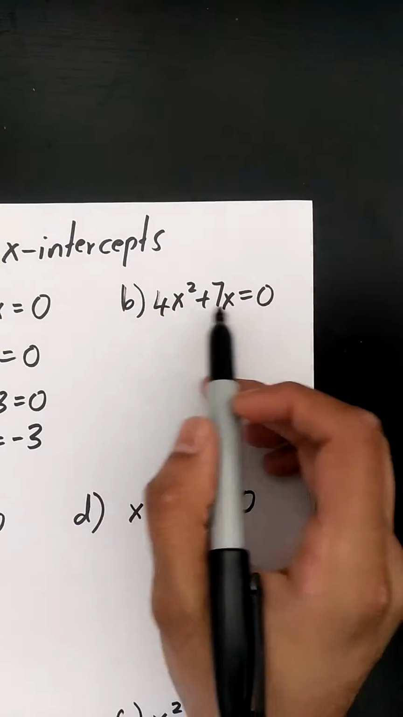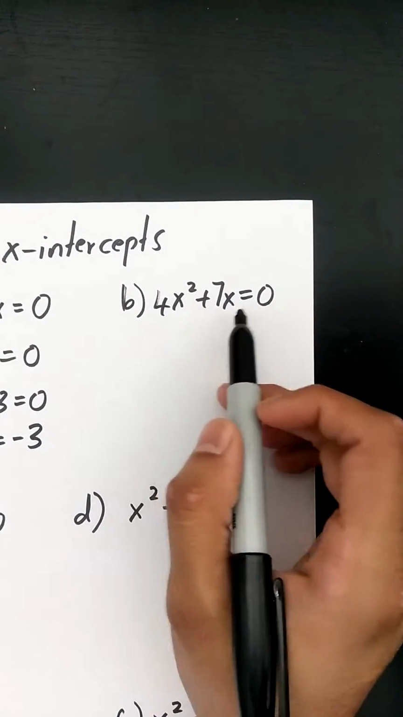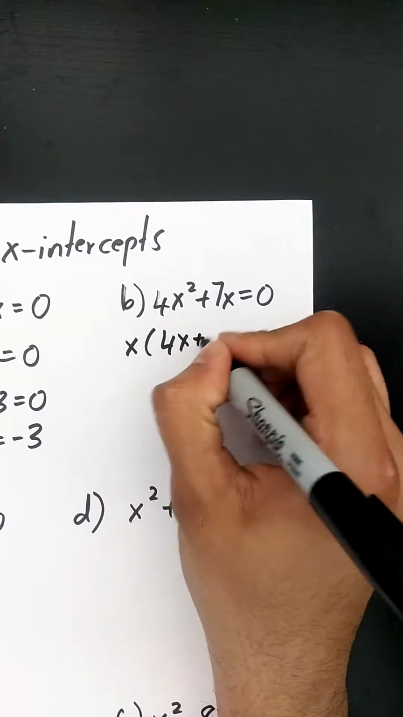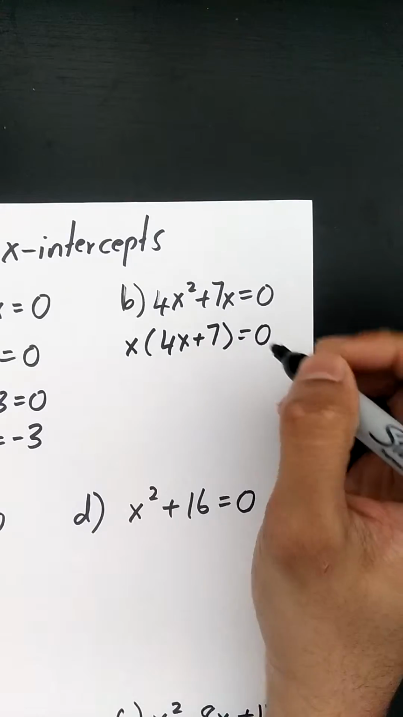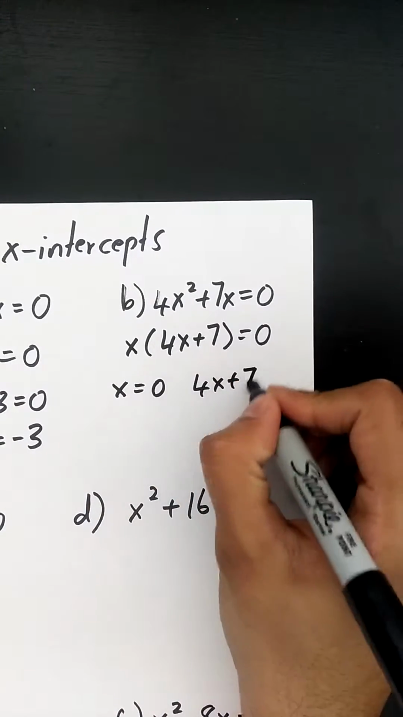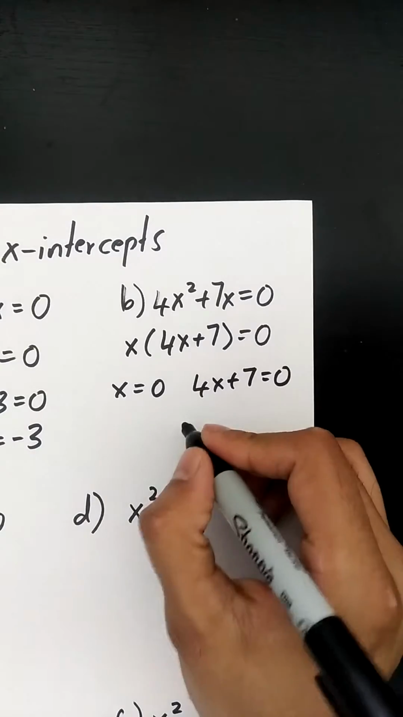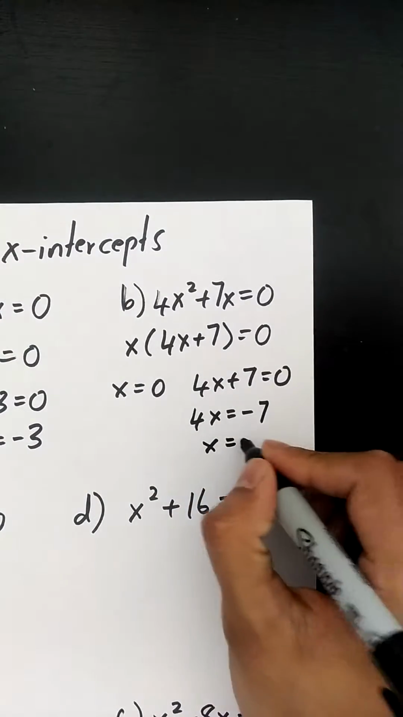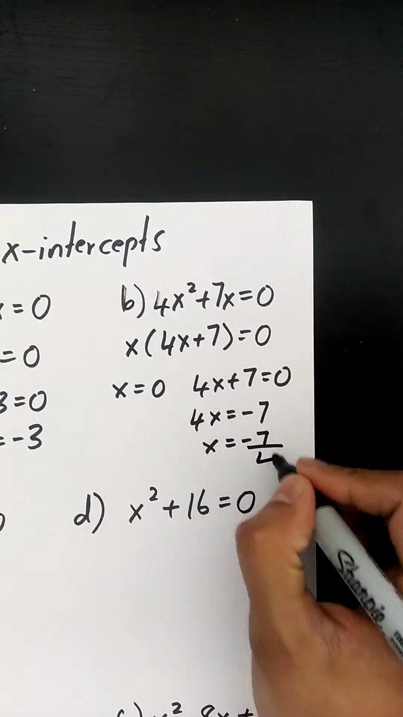If I take a look at this one here, my common factor is just x. So I'm left with 4x plus 7. So I have x equals 0 or 4x plus 7 equals 0. So 4x will equal -7, x will equal -7 over 4.